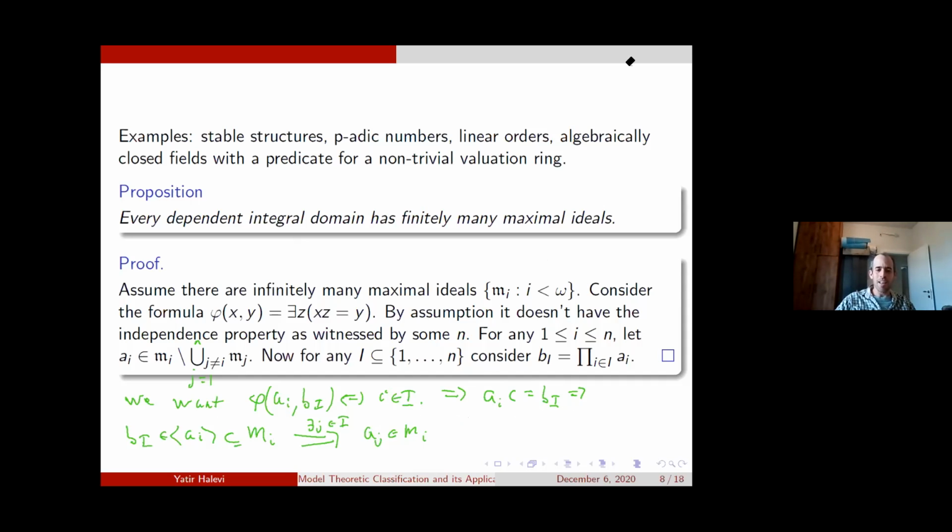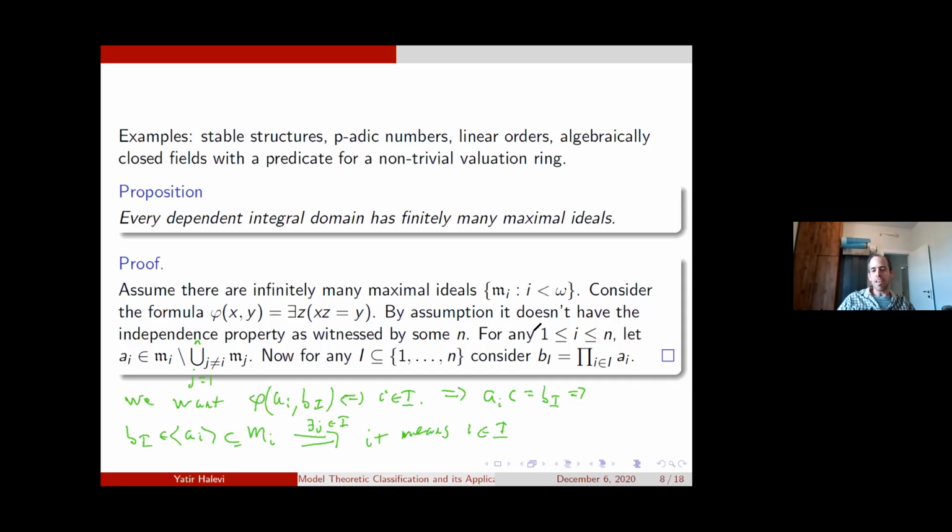Yeah, so BI is in here and here. So it means, well, let's draw here. It means, right, that I was in I, right? Because the only element here that's in your prime ideal is AI.